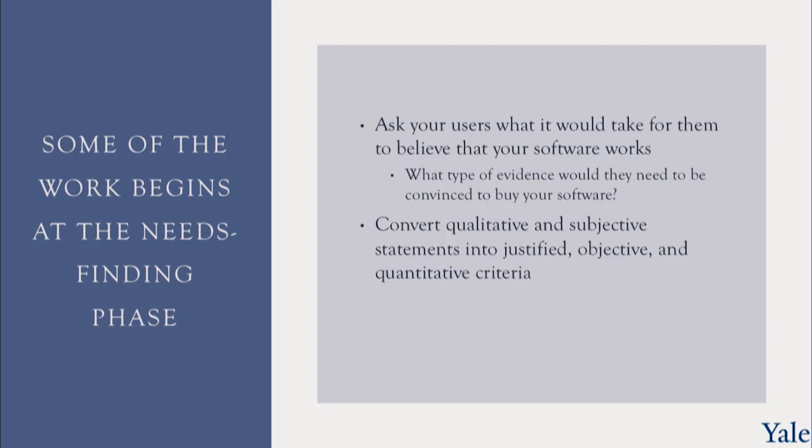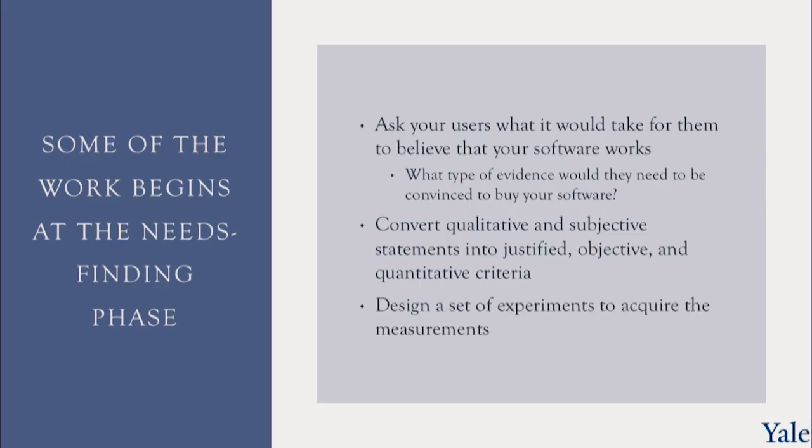So if your user tells you, well, I need the software to be accurate, high performance, you have to start thinking, okay, what does accurate mean? 80%, 90%, 95%? Those are questions you have to start thinking about. And then you design a set of experiments to acquire the necessary measurements, and this may involve the power analysis and the randomization and the statistical techniques we talked about in the previous segment.